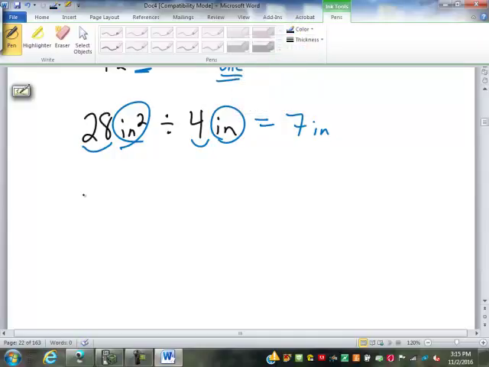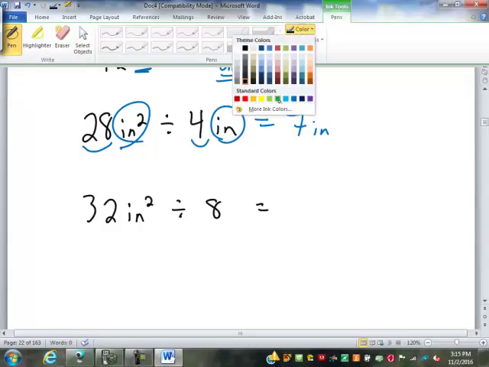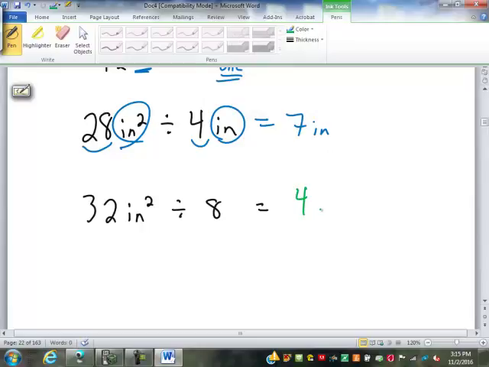So what if I have 32 inches squared and I want to divide it into 8 equal pieces? Oops, not 8 inches, just 8 equal pieces. 32 divided by 8 is 4. What units is my answer going to have? Well, this was inches squared or square inches. There was nothing here, so again, that's ones. So that's going to stay inches squared or square inches.